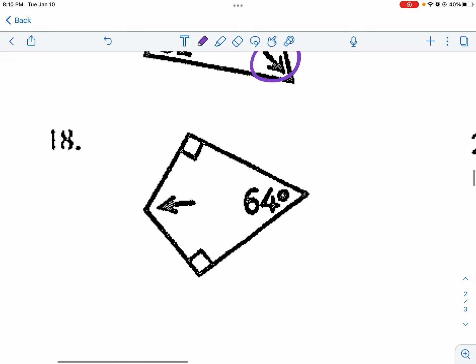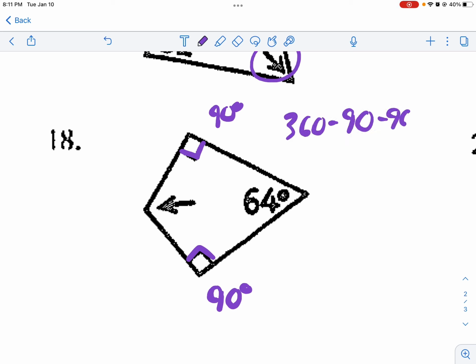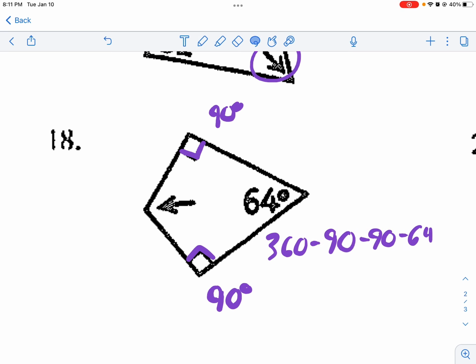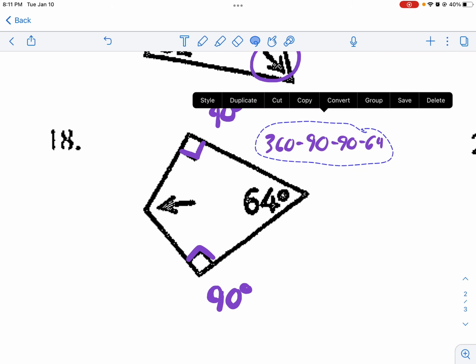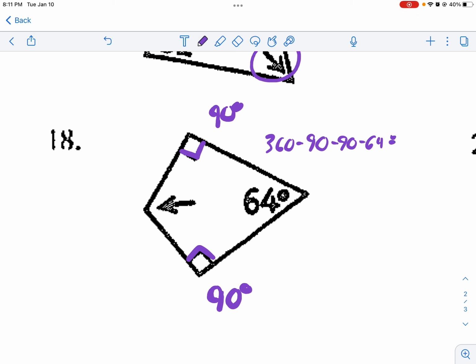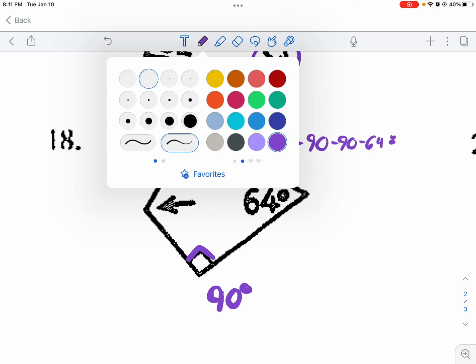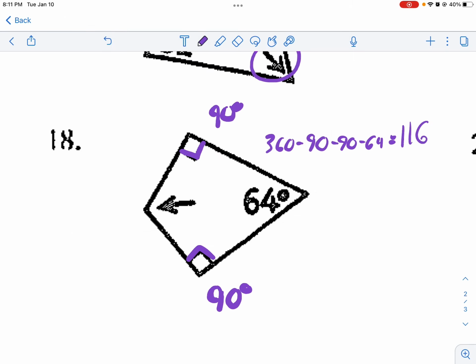Coming back to 18, we see that this is a right angle, this is a right angle. We know those are equal to 90 degrees respectively. So we can take our sum 360 minus 90, minus 90, minus 64. Let's scoot that back over. It's not in the way of the other one. Maybe shrink it down over there. And that is equal to 116 degrees. So that's our final answer there, 116 degrees.